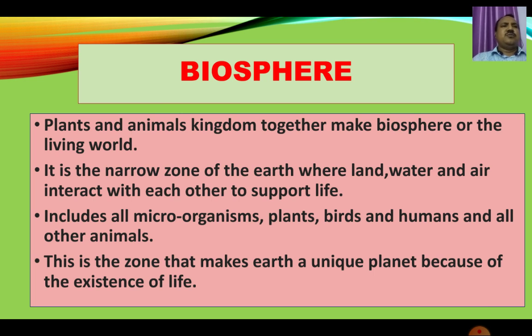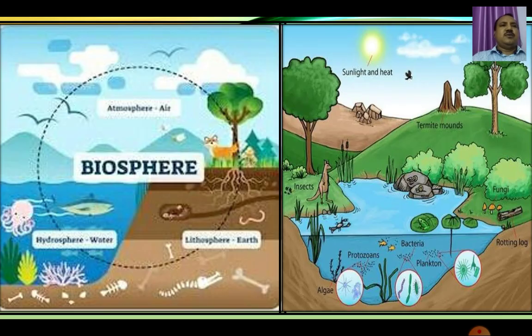You know that our Earth is the unique planet in the solar system, because it is the only planet in the solar system where life is found. And it is possible because of land, water and air. So this is the image of the biosphere. It is the narrow zone of contact between the atmosphere, hydrosphere and lithosphere.